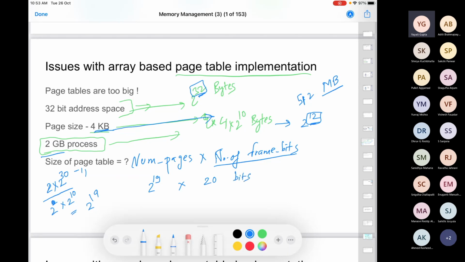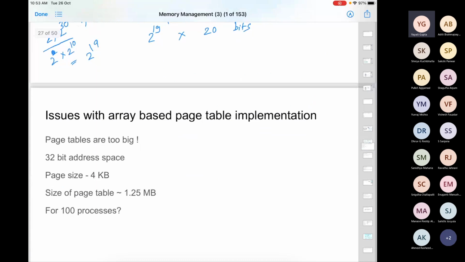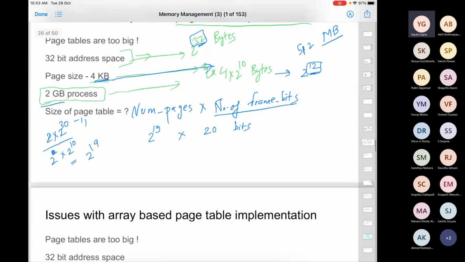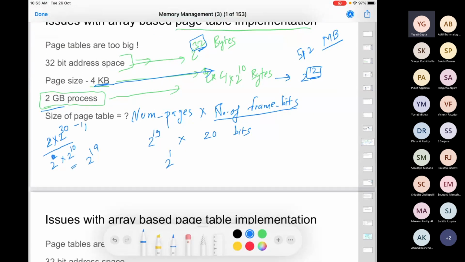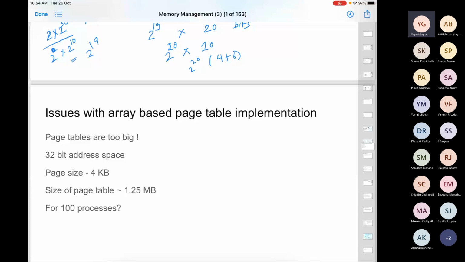So this is the size of your page table in bits. So try to convert it into bytes. So just solve it and you'll get an answer close to 1.25 megabytes. So you can actually make 2 to the power 20 into 10 and then you can break this 10 into 4 plus 6, something like that. And when you approximate it, it will be close to 1.25 megabytes, right? And this is for one page table.